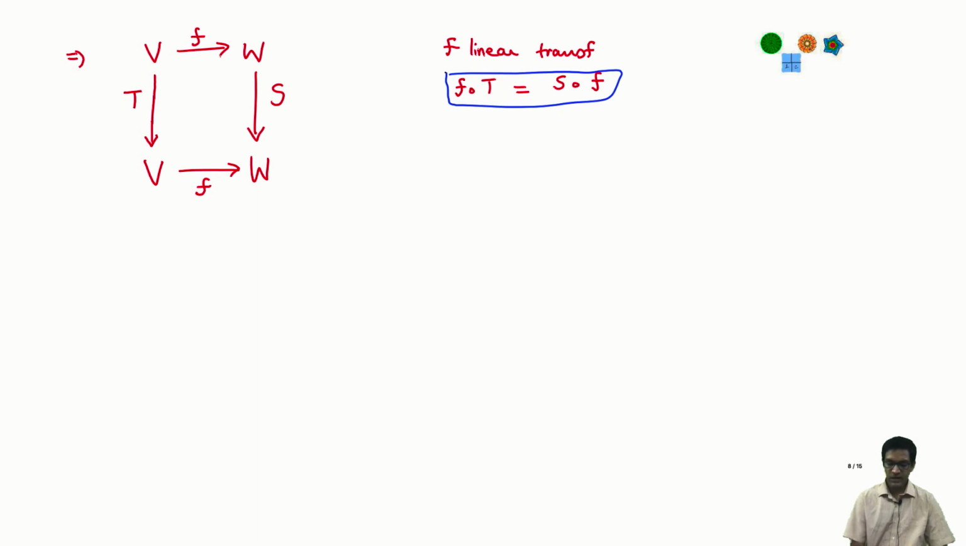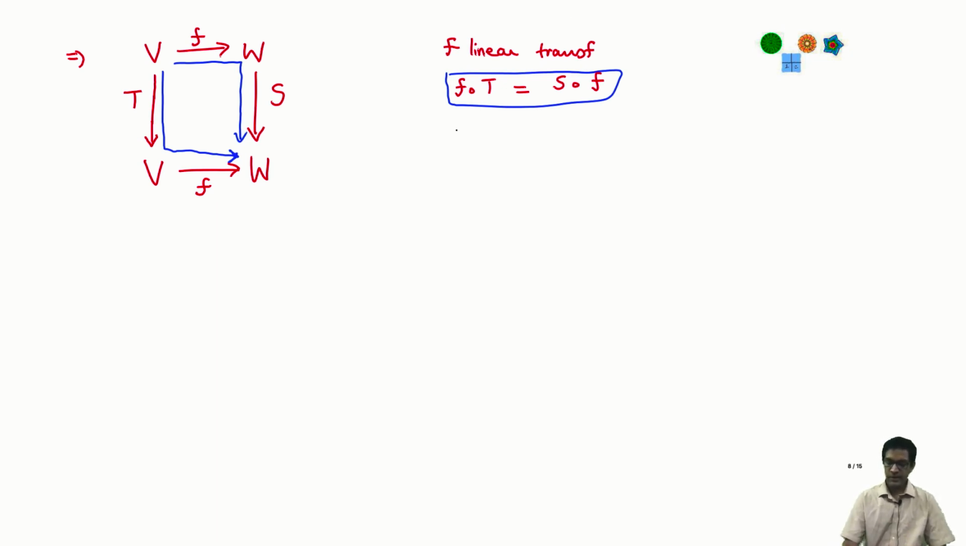It says that f composition T means I first come along T and then go along f. So it's this way, I come from V and go down to W. The other side, s composition f, is the other path: I first do f and then I do s. So what this identity is telling me is that whether I go along this L here or this inverted L, I get the same answer.